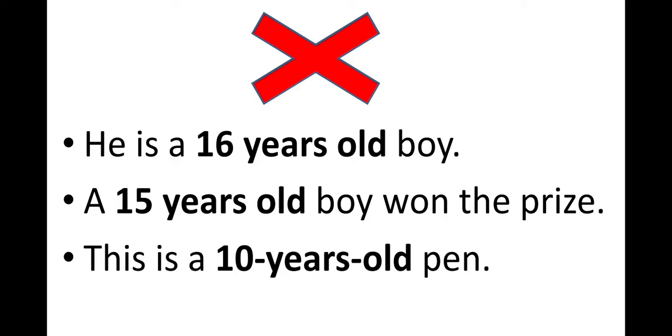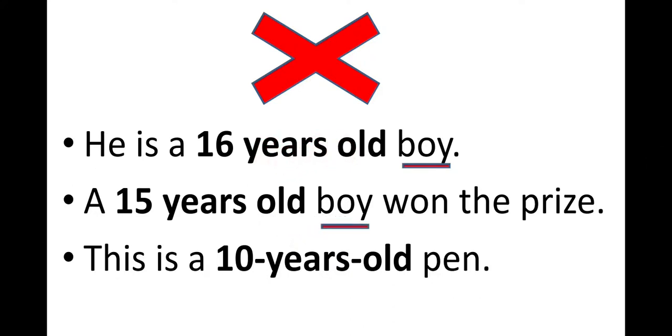So you have to keep one tip in your mind: whether we have a noun after this phrase "year old" or not. So here you see, after this phrase we have a noun. That's why this sentence would be wrong. So we cannot write "years." If we have a noun after the phrase "year old," we'll use hyphens and we'll write "year," not "years."